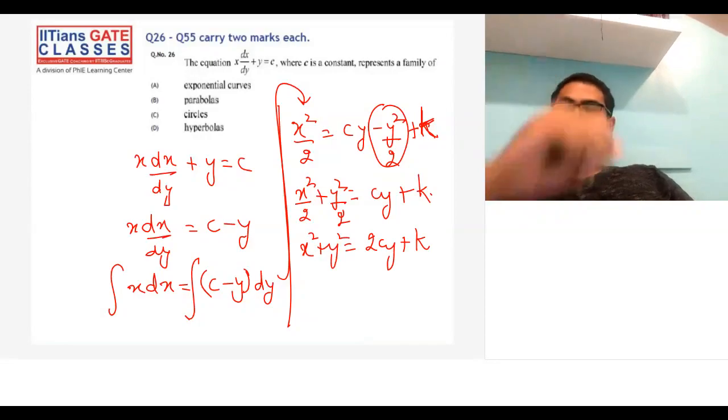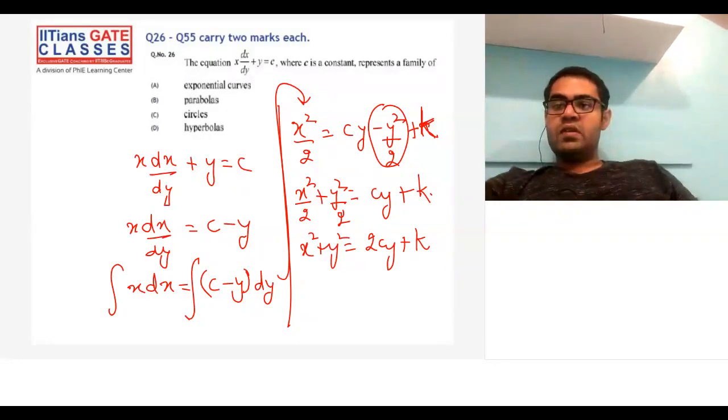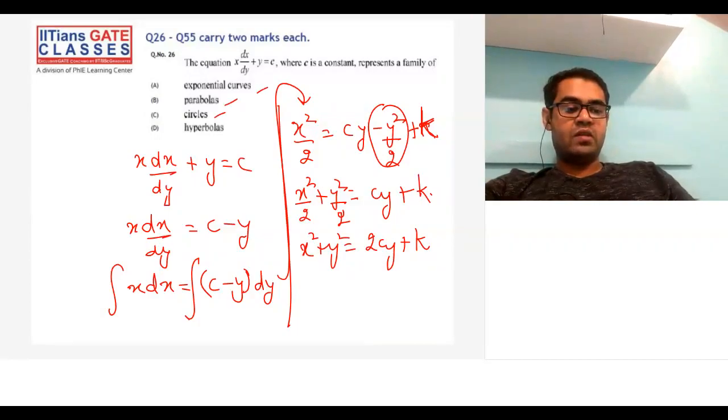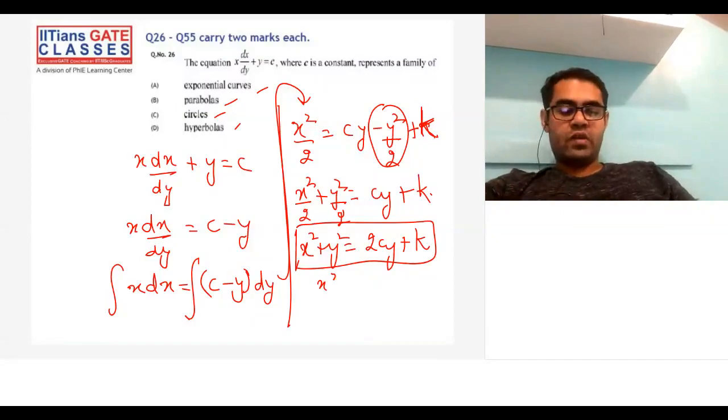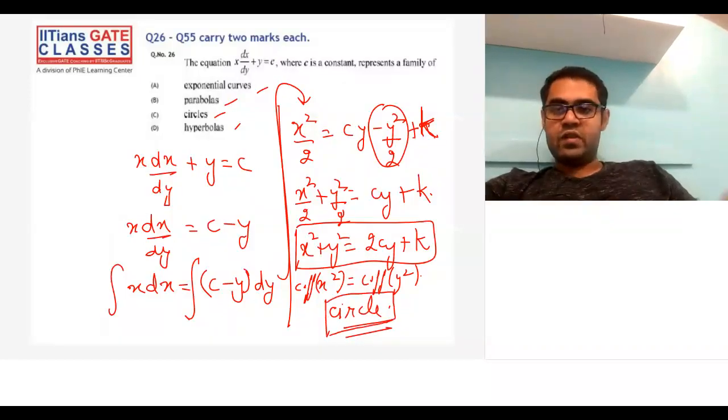Now the options given to you are: this represents a family of exponential curves, parabola, circle, or hyperbola. So basically you have to find what this equation represents: a circle, parabola, ellipse, or hyperbola. It's very easy. If the coefficient of x square is equal to the coefficient of y square, then it is a circle. As simple as that.